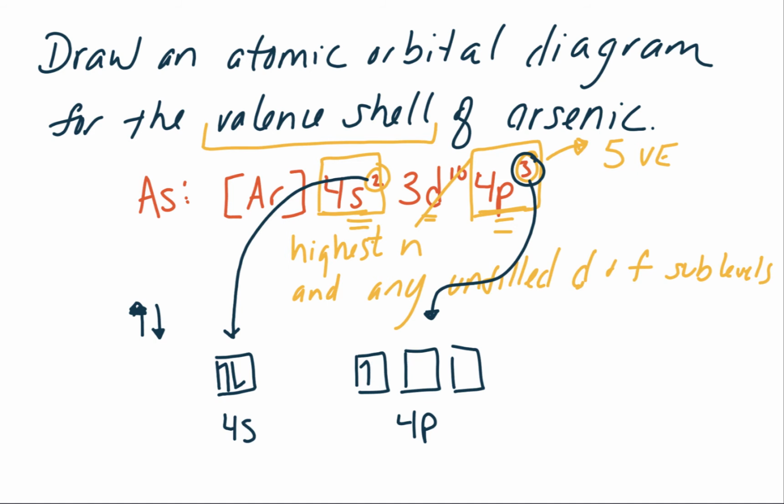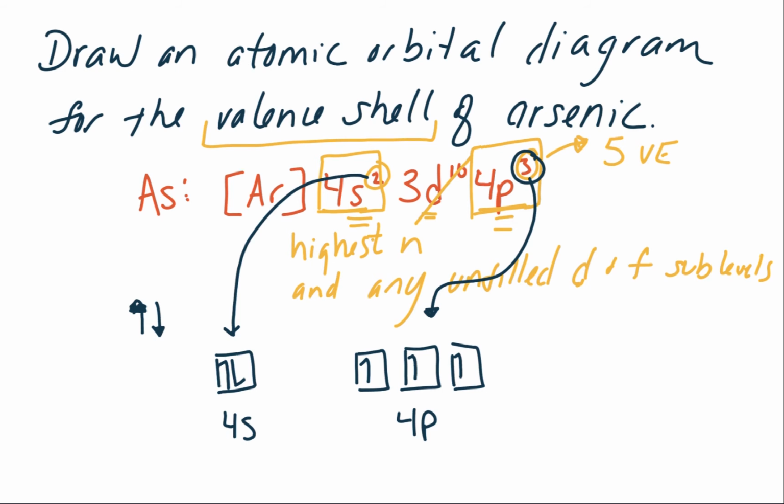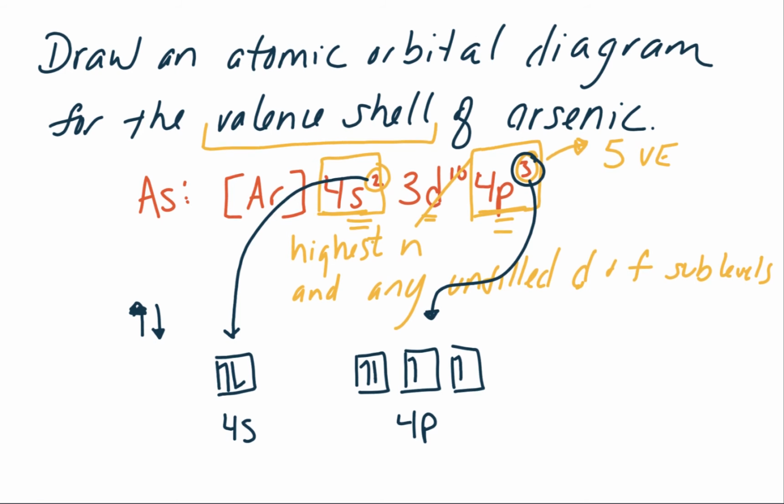And so electrons will always fill up an empty orbital in a sublevel before going back to pair. So always fill up the entire sublevel before pairing electrons. So if I needed to add another electron, then I could go back and add it here, but first I want to fill it so that each one has 1 electron in it. In this case, we only need 3, so the 4p will have 1 electron in each orbital. So that is the atomic orbital diagram for the valence shell of arsenic.